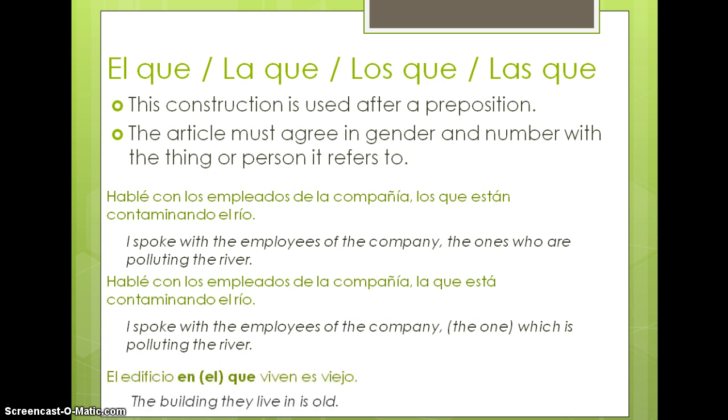In short sentences, like the one you see here, when it is referring to things, not people, the article may be omitted after the short prepositions such as en, as you see here, de, and also con. El edificio en el que viven es viejo. You can also say el edificio en que viven es viejo.